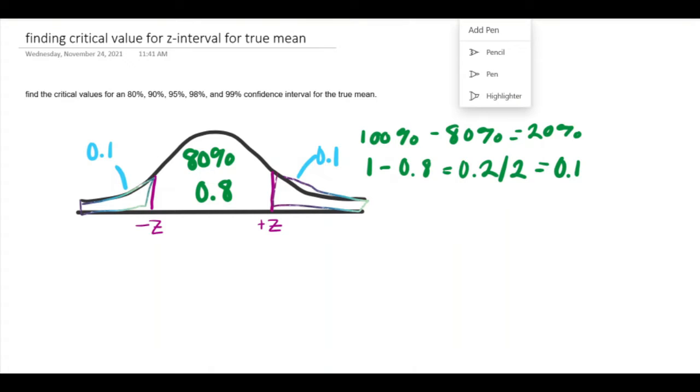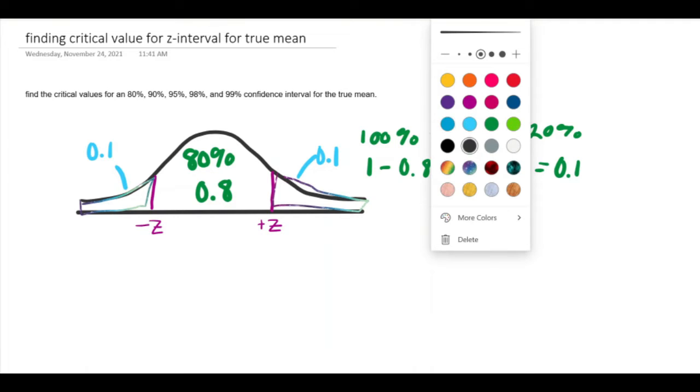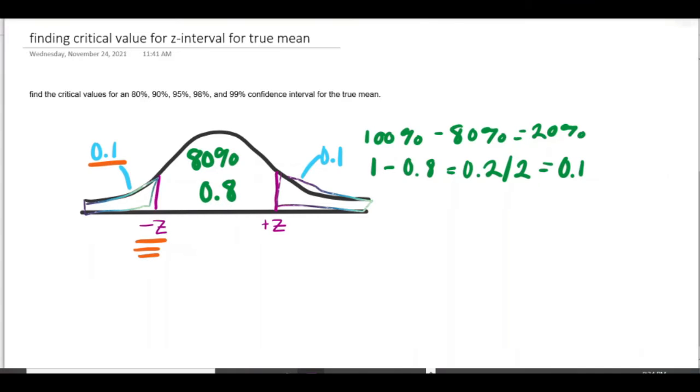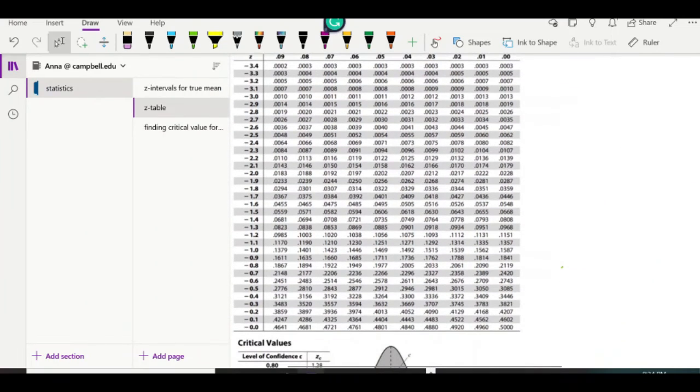We know that if we use the z-table, it's going to tell us the area below our z-score. So if we're trying to find our negative z, we're looking for the area below negative z. That's easy because we just calculated it: 10%, or 0.1. So we're going to go to our z-table and try to find 0.1, or the value that is closest to it if we can't find the exact value.